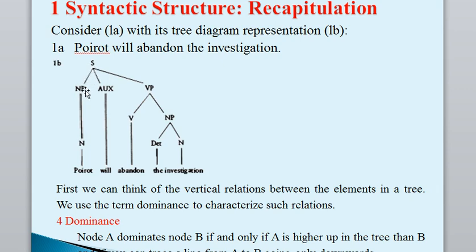going only downward. You see in this tree diagram, for example, S dominates NP, the auxiliary, and VP, because in this tree the sentence is higher up than, for example, NP, and we can trace a line from the sentence to NP going downward. So this is the term dominance.